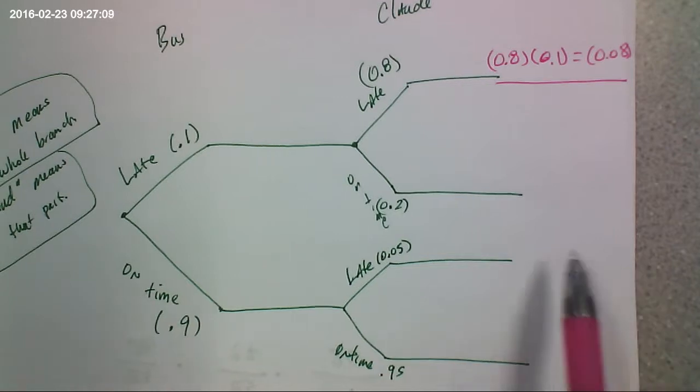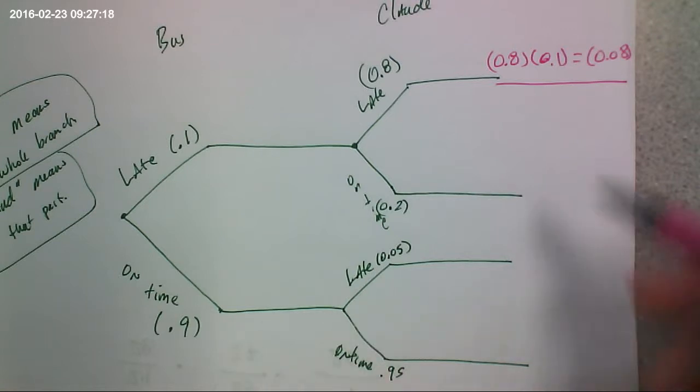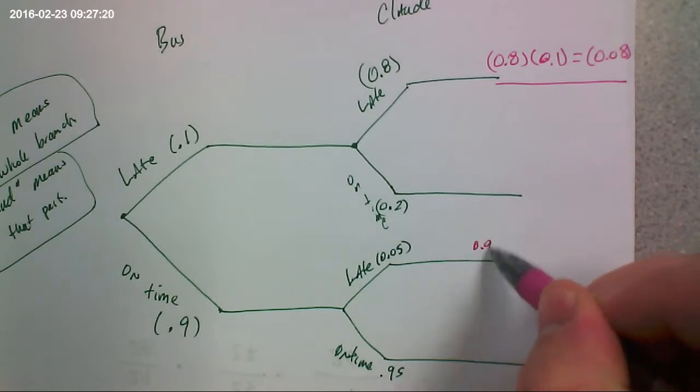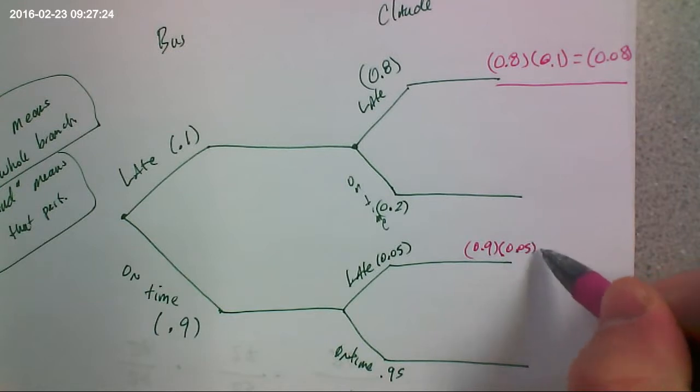Okay, so there is another way he can be late, and that is if the bus is on time, but he's still late. So anyway, what would this be? It would be 0.9 times 0.05. What's that?